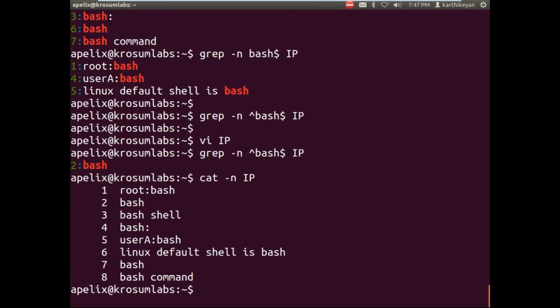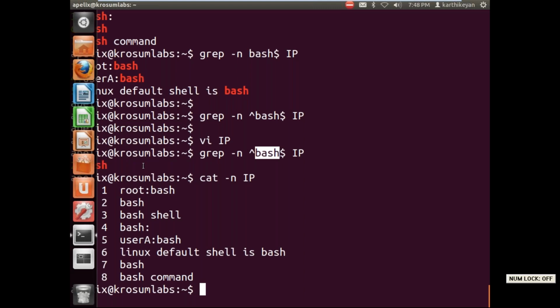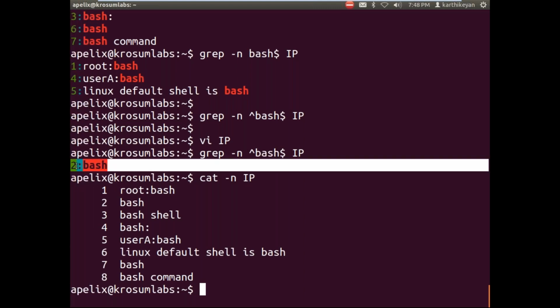Now we can get the second one. Compare this input file. The second line and the seventh line look the same. But in the seventh line, after bash there is a space. That one space is one character. One space is one character. But here I'm not finding any space at all. The line contains exactly the bash word. That's why the second line is matching. The second line is matching, the seventh line is not matching.